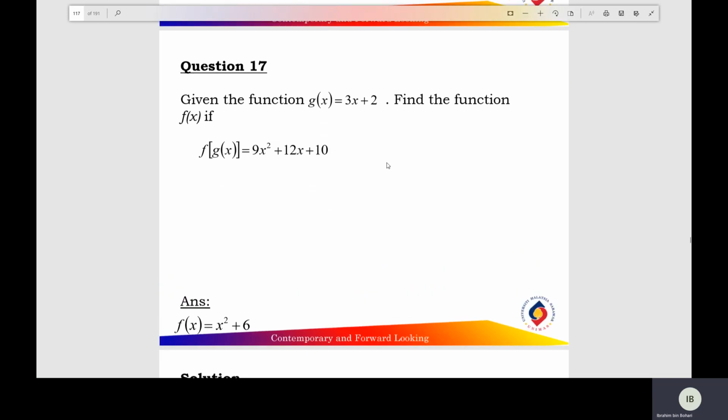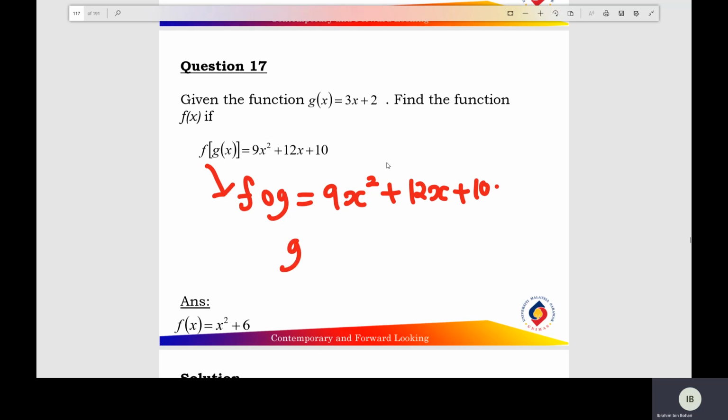Okay, question 17. Given the linear function g(x) equals 3x plus 2, find f(x). So given the composite function f of g, and the linear function g(x) equals 3x plus 2, you find f(x).